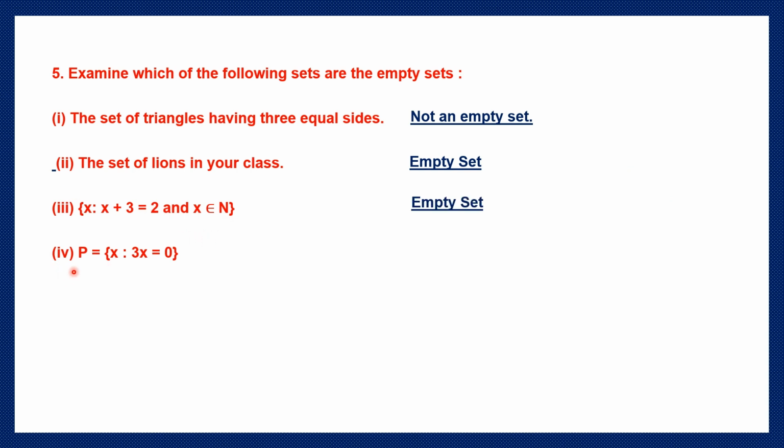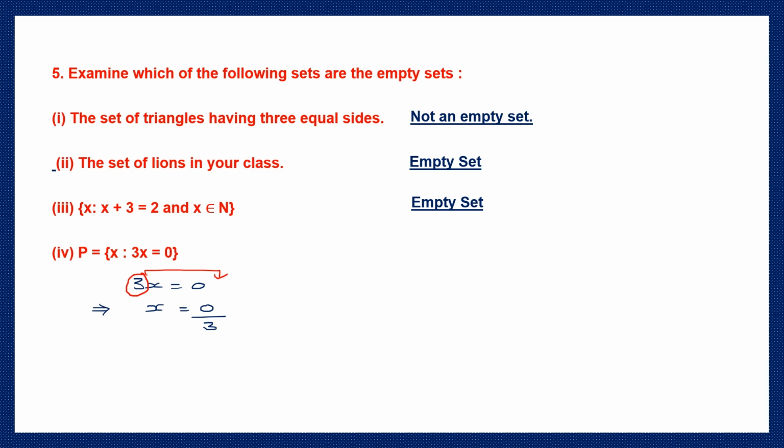Question 4. P is equal to x such that 3x is equal to 0. So here also let's find the value of x. So what is given to us? 3x is equal to 0. So this is a linear equation. We're going to find the value of x. We're going to say x is equal to 0 divided by 3. Division, because here 3 is multiplication. So when we transpose it to the right hand side, it becomes division. That's how we got 0 divided by 3.